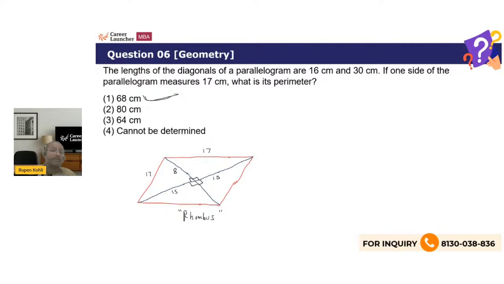So you had to apply the basic property of parallelogram, diagonals bisect each other, then you realize, oh, the diagonals are meeting at 90 degrees because 8, 15, 17 is making a triplet. So it becomes a rhombus. 17 into 4, 68. Again, right? Basics, right? Elementary properties, right? Nothing too hi-fi.